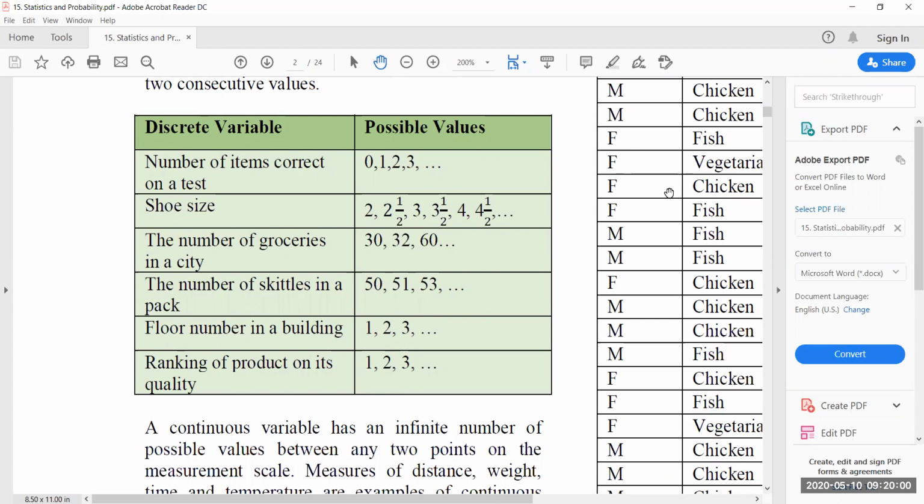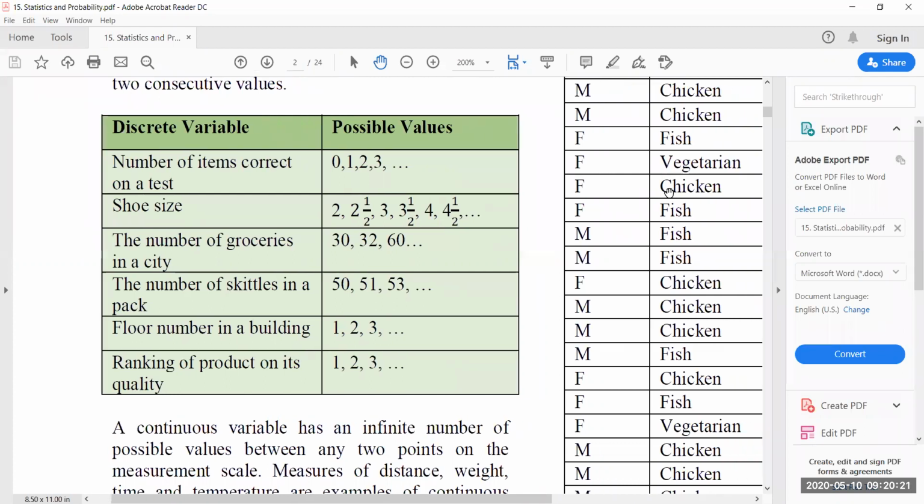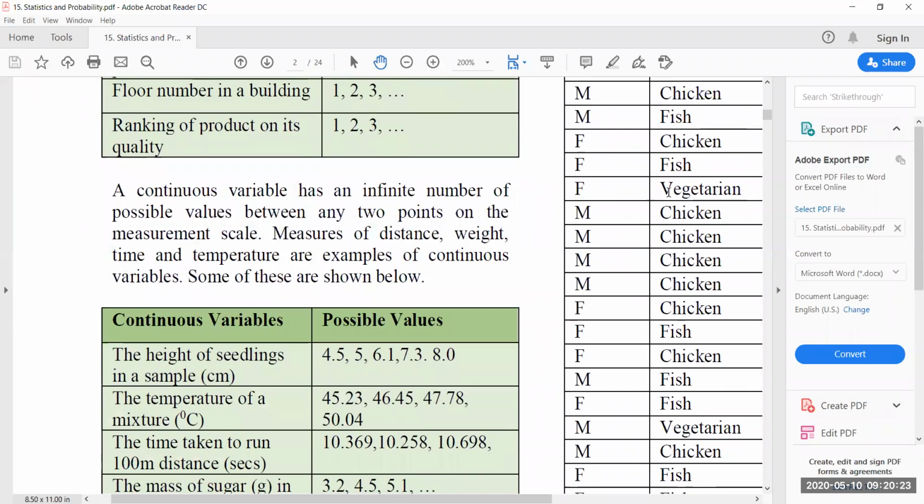Shoe sizes can be 2, 2.5, 3, 3.5, 4, 4.5, etc. The number of groceries in a city can be 30, 32, 60, etc. The number of Skittles in a pack: 50, 51, 53, etc. Well, you all get the idea, right? So that is referred to as discrete data. Discrete meaning that there are no in-between numbers.